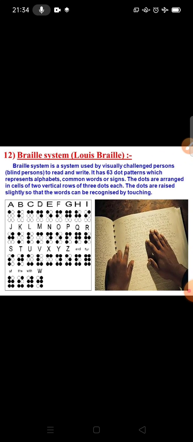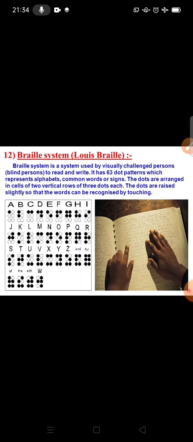There is a typewriter-like device that a visually challenged person can use to write on paper using the Braille system. They touch the fingertips on the typewriter, and so they can write on paper using the Braille system. This is very useful for us.